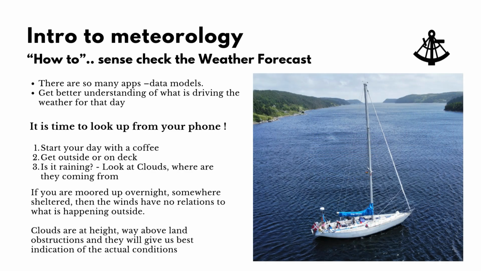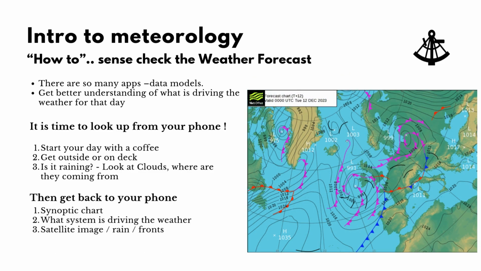If you are moored overnight or anchored somewhere sheltered, then the wind you get around the boat has nothing to do with what's happening outside at sea. However, the clouds are at height, way above land, so they will give you the best indication of what's happening outside. Now you can go back to your phone, look up the synoptic chart, and try to find out where you are in the weather system and what's driving the weather for the day.